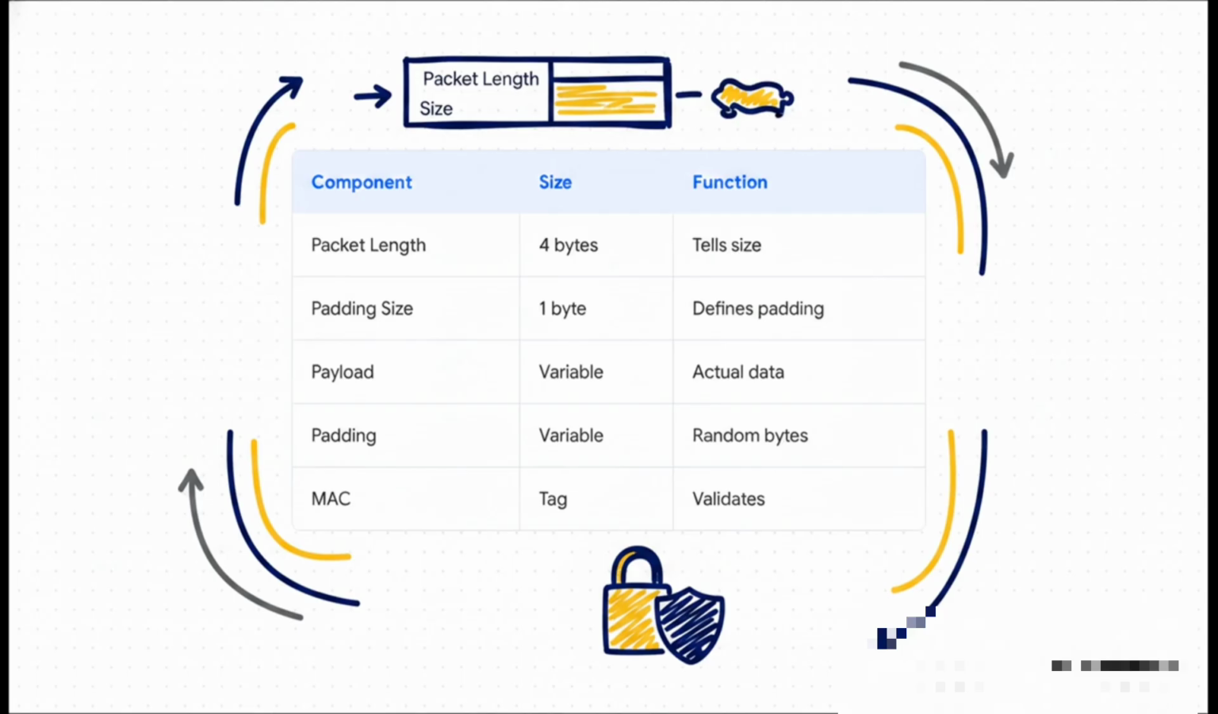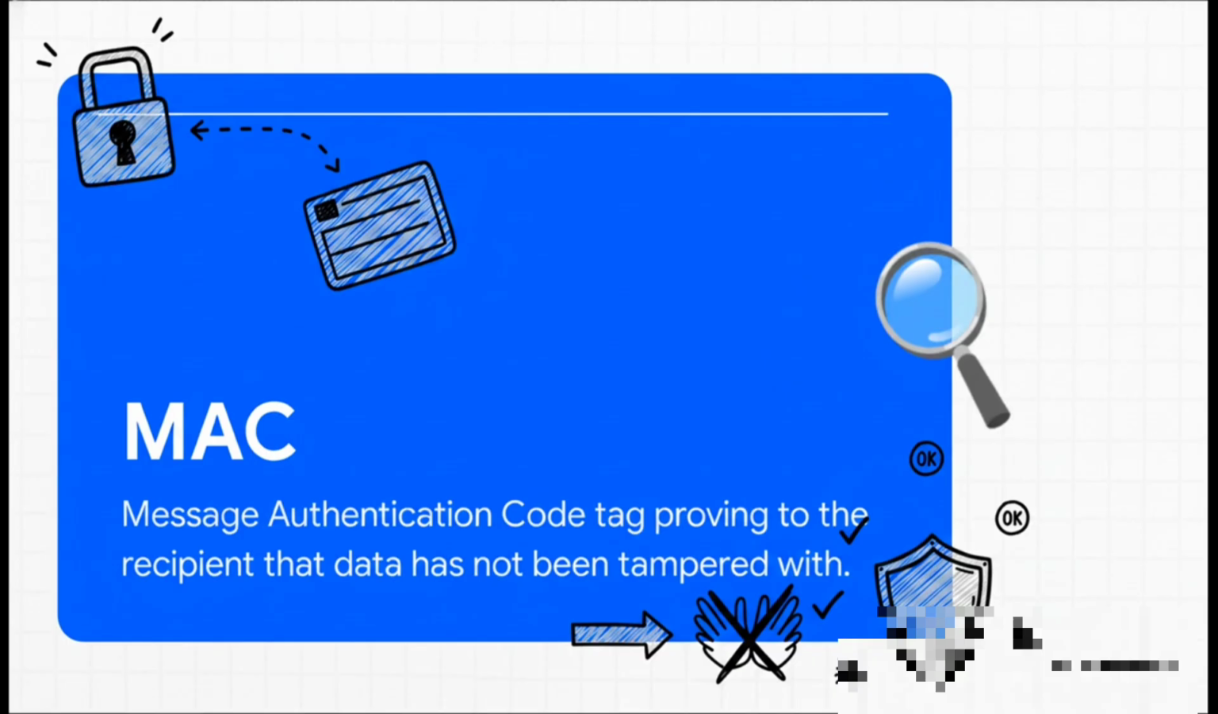And finally, the MAC. Let's pause on that final component for a second. The MAC, or Message Authentication Code. Sometimes it's just called a tag. This little piece of data is absolutely vital. It serves to validate the authenticity of the whole package. Basically, it acts as mathematical proof to the recipient that absolutely none of the data inside that packet has been tampered with or altered during its journey over the sprawling internet.